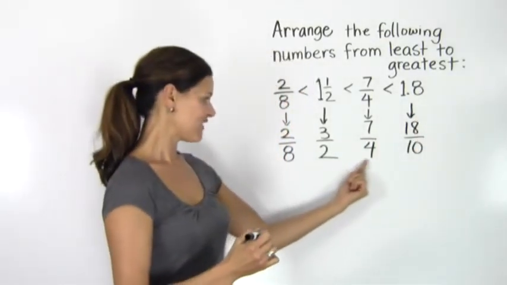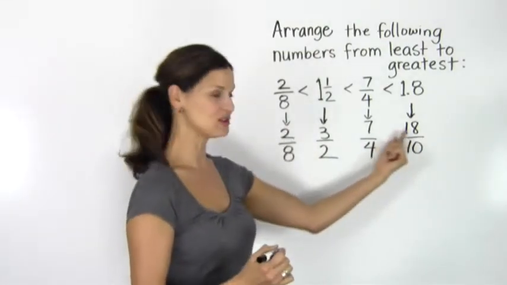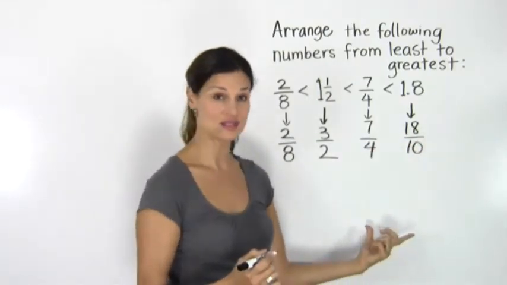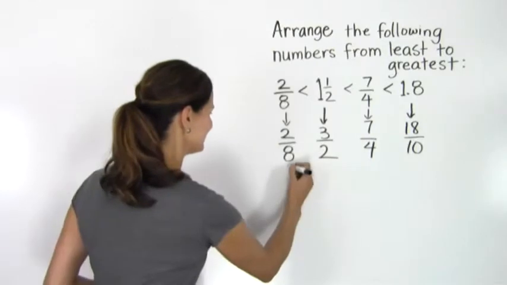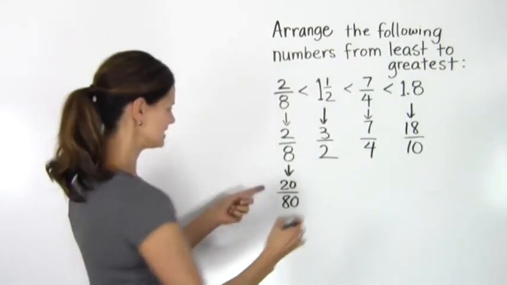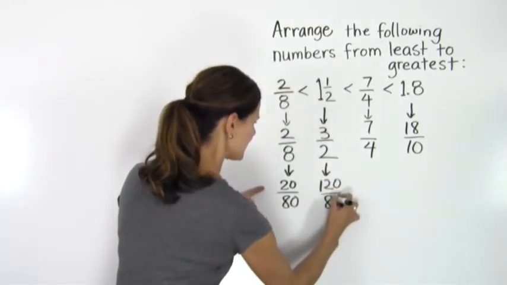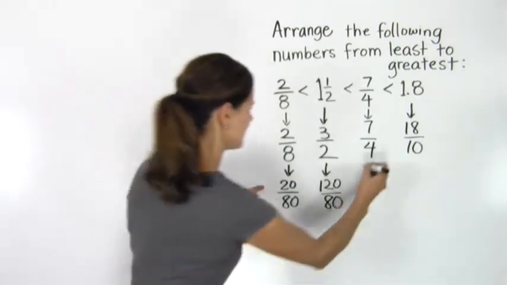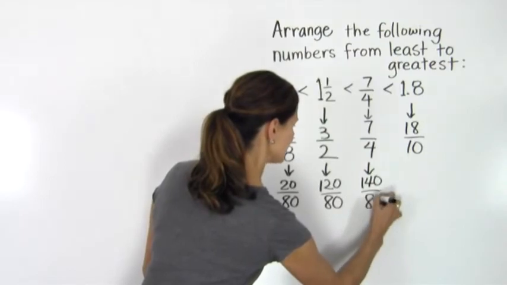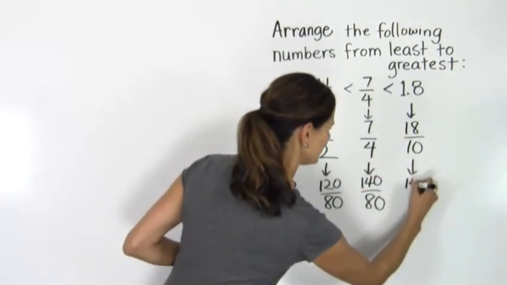Now I see I don't have any common denominators at all here yet, so I can't just go and compare their numerators at this point. I would have to then convert all of these to a common denominator of 80, which would give me 20/80ths for this fraction, 120/80ths for this fraction. This one would convert to 140/80ths.